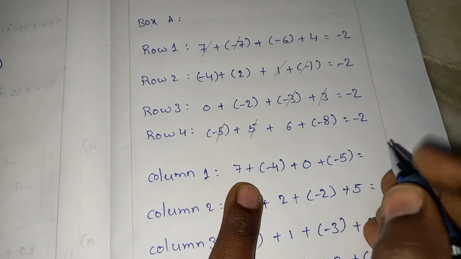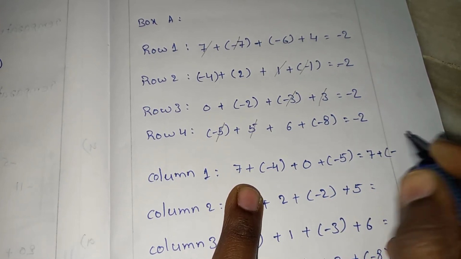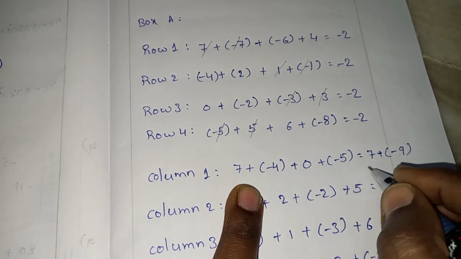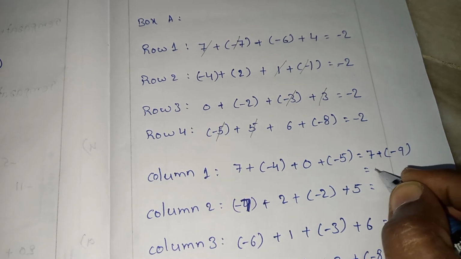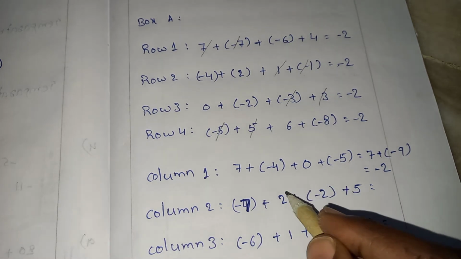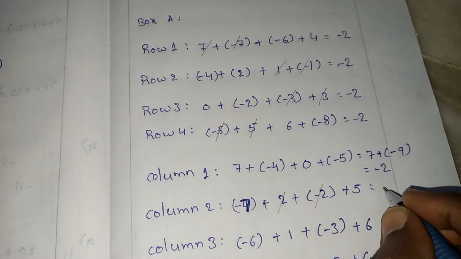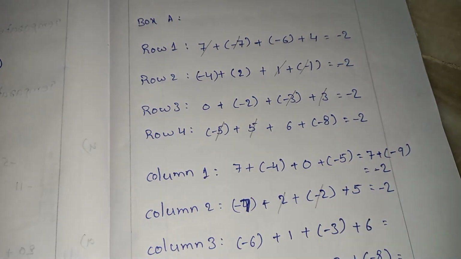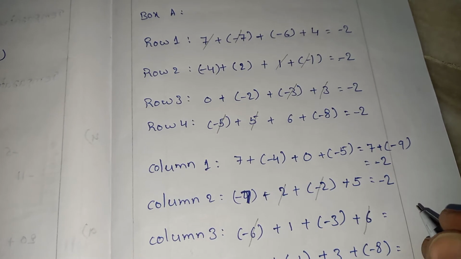Let us add negative numbers first. 7 plus 4 plus 5, 9. So what's the result? Plus into minus, minus. 7 minus 9 means minus 2. Next, here we have same numbers, 2 and minus 2, cancel. Minus 7 plus 5 means again minus 2. Here, minus 6 and 6 cancel. 1 plus minus 3, minus 3 plus 1 means minus 2.